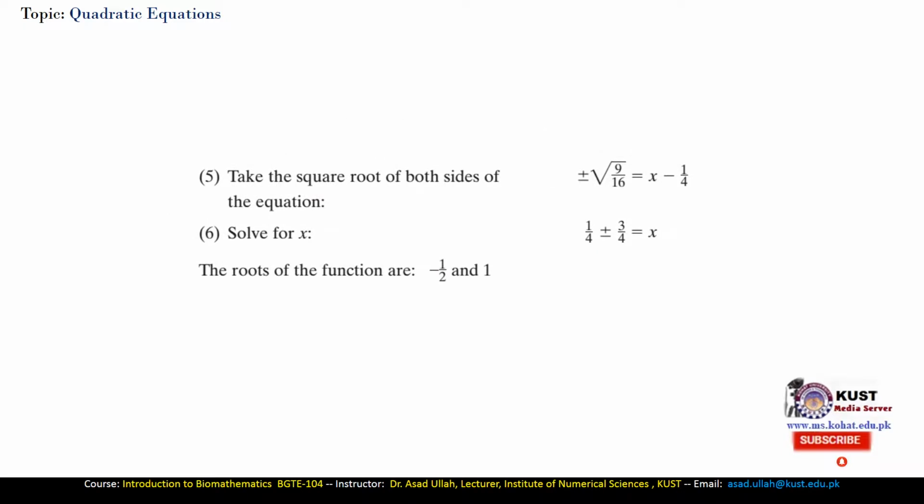Now, to find the solution of the given quadratic equation, we take the square root on both sides, which gives x minus 1 over 4 is equal to plus minus square root of 9 by 16. Now, shifting minus 1 over 4 to the other side and taking the square root, we get 1 over 4 plus minus 3 by 4 is equal to x. First we add these two terms, we get 1. And after subtracting, we get minus 1 over 2. So, the two roots of the given quadratic equation are minus 1 over 2 and 1.